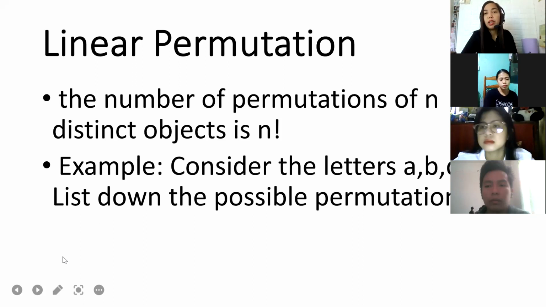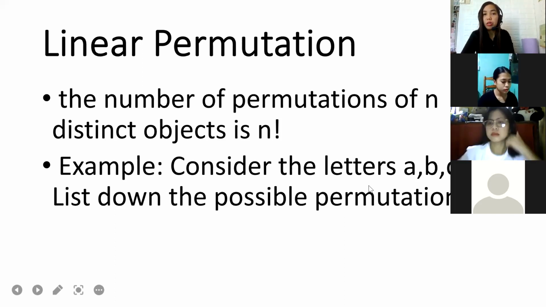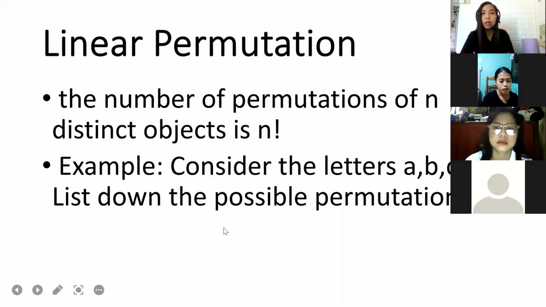So example, consider the letters A, B, C. List down the possible permutations. Each letter is unique, so we can use n factorial, which is 3 factorial. So we can have 6 arrangements, or 6 possible permutations when we arrange the letters A, B, C.